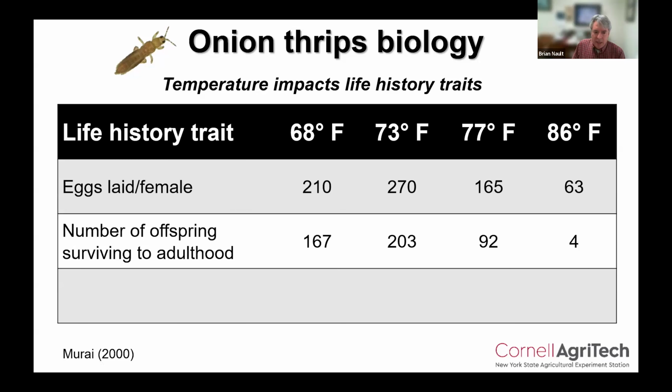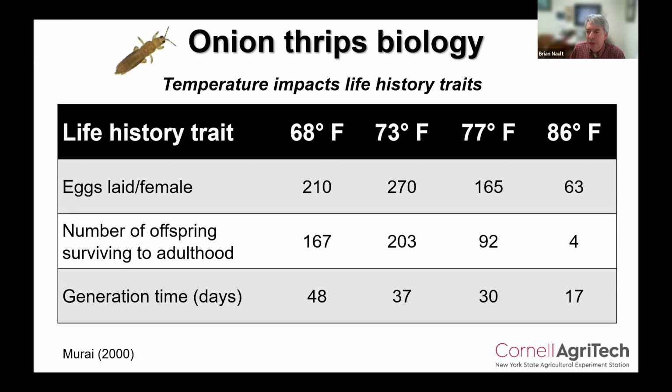Okay. And then finally, generation time. And this actually is the biggest one of the 3. Based on the temperatures here, we see that a thrips can complete a single generation at 68 degrees Fahrenheit, that's average, about a month and a half. At 73 degrees, a little over a month, 77 degrees a month, and at 86 degrees, a little over 2 weeks.